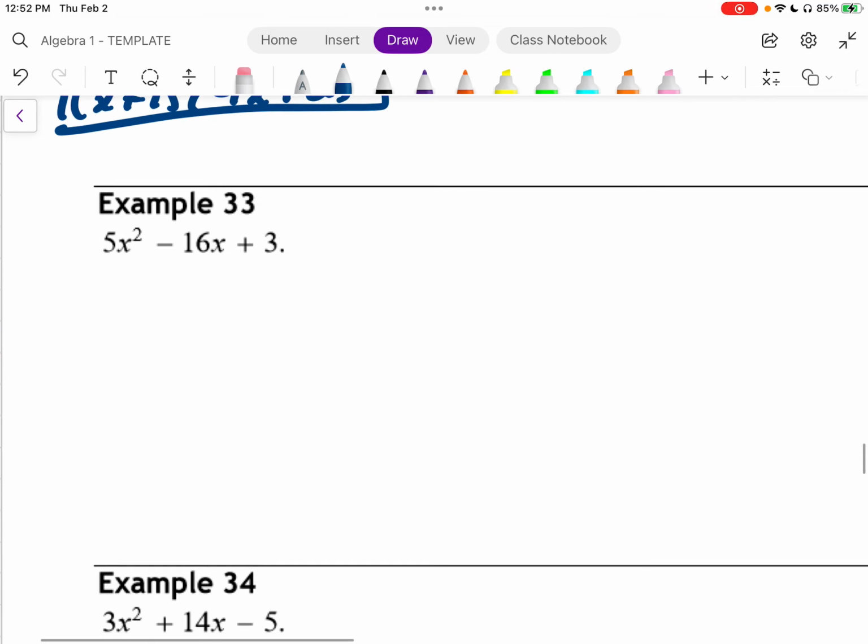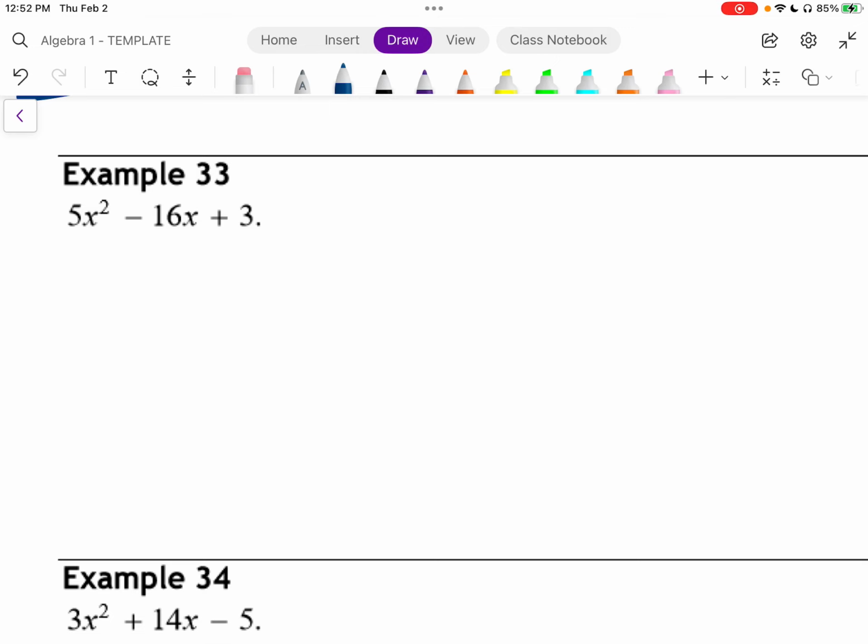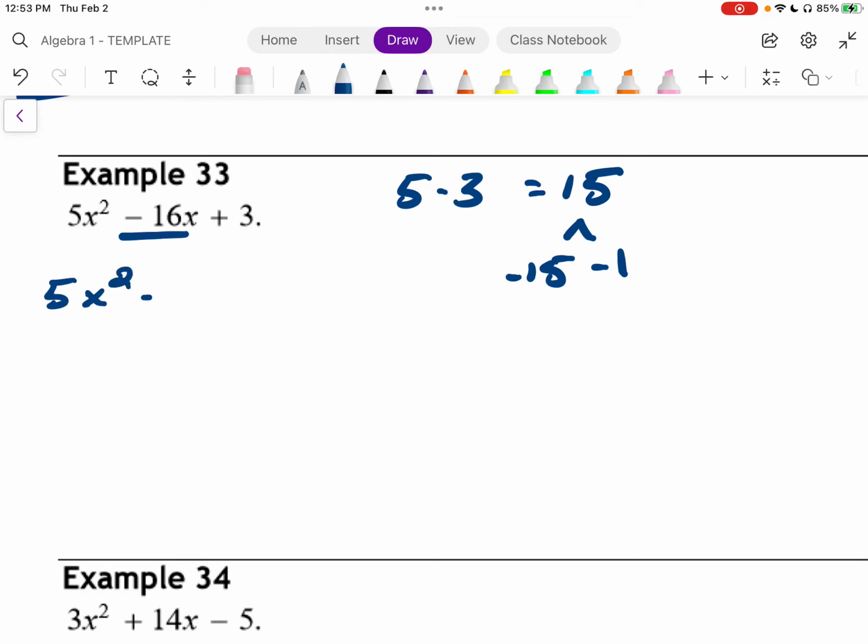Let's look at 33. I take the first and the last. 5 times 3. That is 15. Now I want two numbers that multiply to be a positive 15 and then add up to be a negative 16. Well, that's going to be negative 15 and negative 1. So I'm going to break this apart into say, well, 5x squared minus 15x minus 1x plus 3.